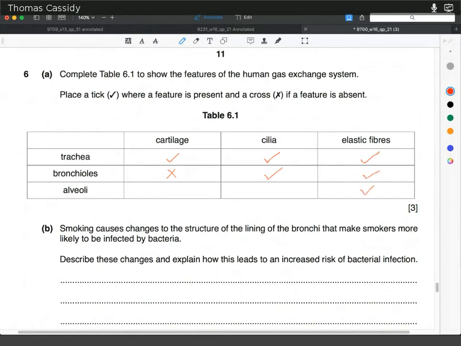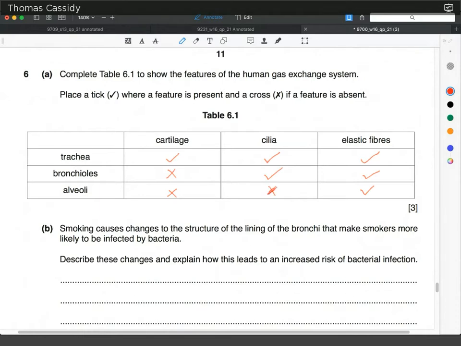And then the final part is the alveoli, which are the tiny, tiny little air sacs where the actual gas exchange takes place, where all the blood vessels run over and where the oxygen can move through. So we know we're definitely not going to have any cartilage, there's not enough room for it. And we won't have any cilia there either, because its only function is gas exchange.